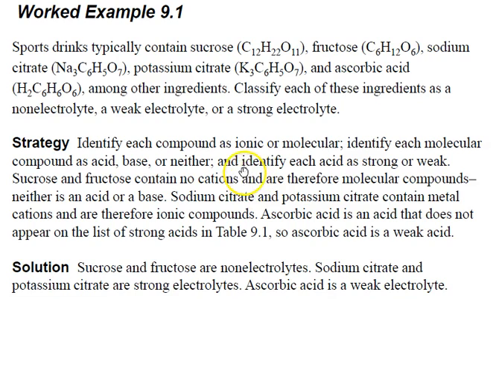Now, if it is ionic, it will be a strong electrolyte. It'll be easy to conduct electricity because of the charges. And if it is molecular, it can either be a non-electrolyte or a weak electrolyte. Sucrose and fructose are non-electrolytes. Sodium citrate and potassium citrate are strong electrolytes because they're ionic. Ascorbic acid is going to be a weak electrolyte. Weak acids and weak bases will both be weak electrolytes, whereas strong acids and strong bases will be strong electrolytes. So hopefully this is fairly straightforward. So let's move on.